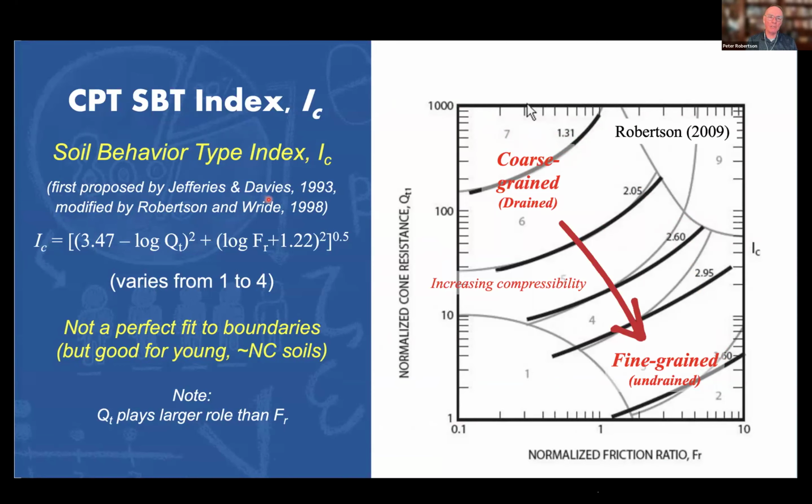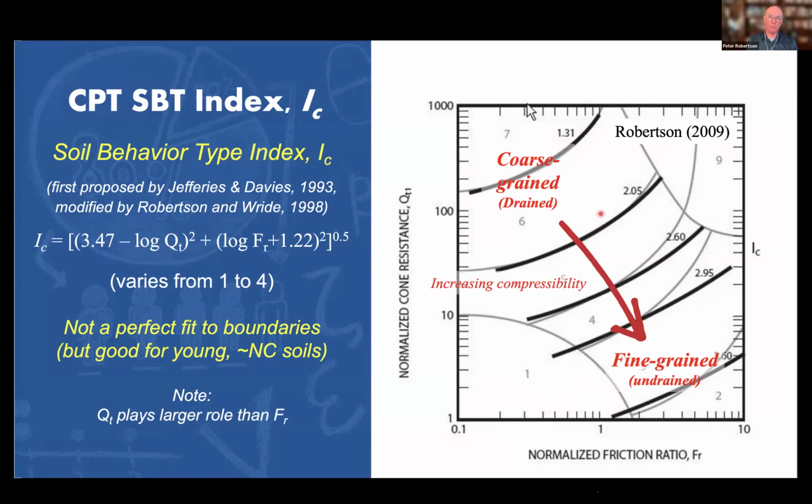So Jeffries and Davies in Vancouver said, well, why don't we look at the radius of these concentric circles, which is a combination of Q and F, so a combination of the normalized cone resistance and the normalized friction ratio, and it would tell you roughly where on the chart you were. Since most of the data fits down the middle of the chart, if this soil behavior type index IC is small, you're up in the sand region, and if it's large, you're down in the clay region. So IC would typically vary from about 1 to 4.